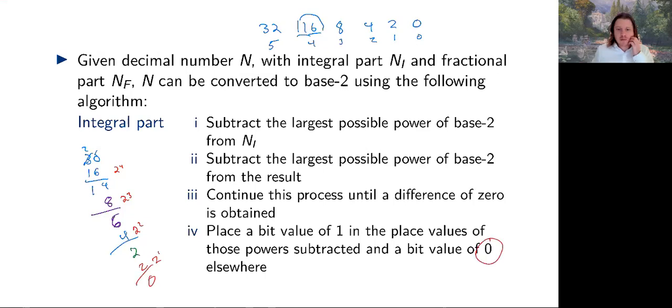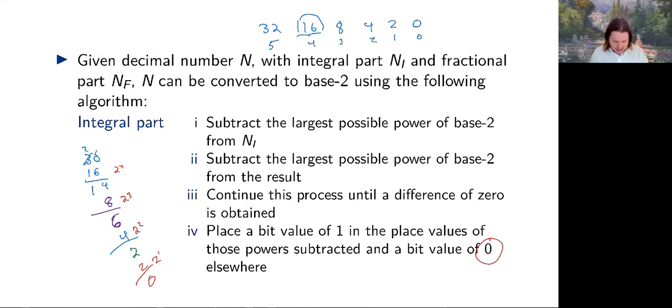So what we've done is we've just subtracted the largest possible power of base 2 from 30. We then subtract the largest possible power of base 2 from the result, and we continued this process until we observed a difference of 0. So that's when we stopped. So what we've noticed here is the different powers of 2 that we used in this conversion are 2 to the 4, 3, 2, and 1.